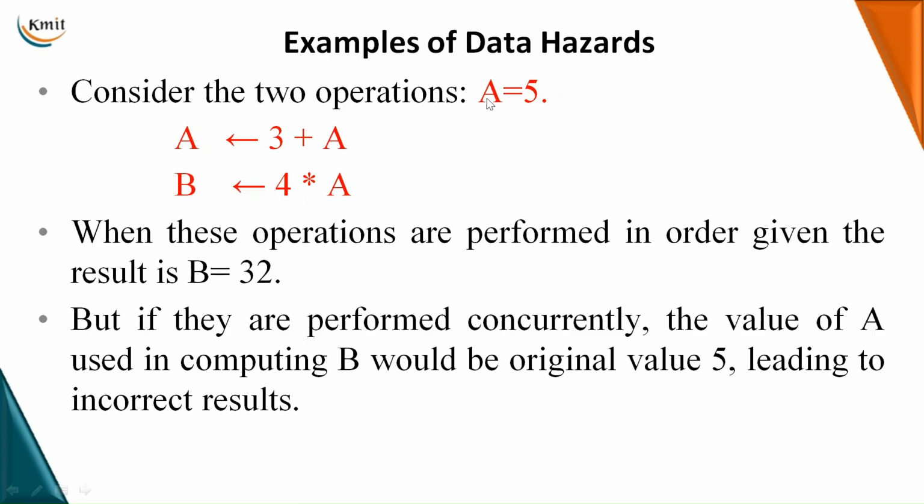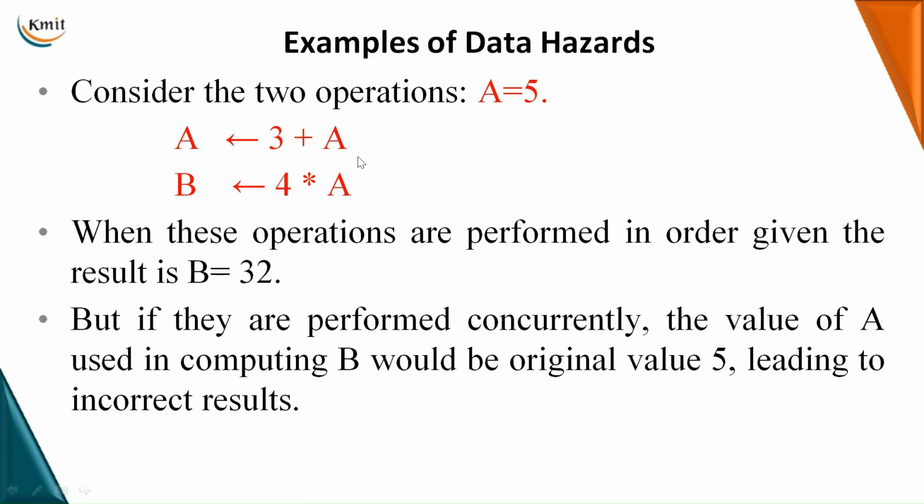Consider there are 2 operations: 3 plus A gives the result A, and for B we are performing 4 into A. The initial value of A is 5. When you perform these operations in order, 3 plus 5 gives a value of 8, and 4 into 8 gives the updated value of B as 32. But if the instruction I2 is computed before the instruction I1, then I2 will take the original value of A and compute 4 into 5. It leads to incorrect results.